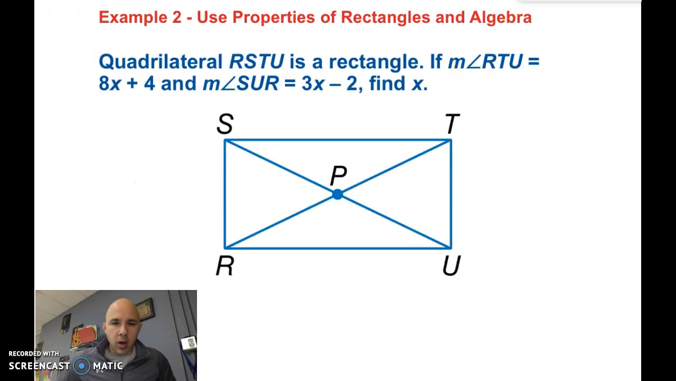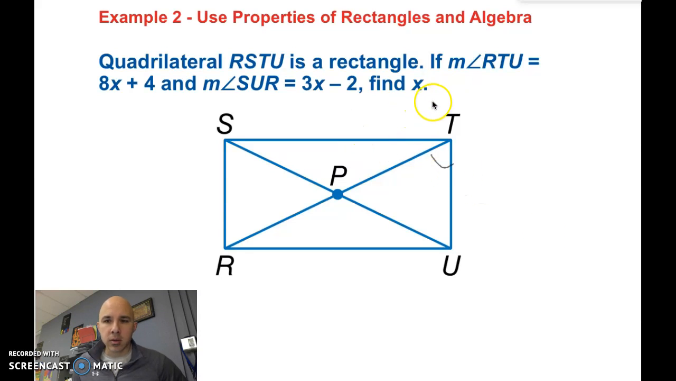Example number 2 on benchmark 27A, use the properties of rectangles and algebra. Quadrilateral RSTU is a rectangle. If the measure of RTU is 8x plus 4, what's the measure of SUR? And then we want to find out what the measure of x is.